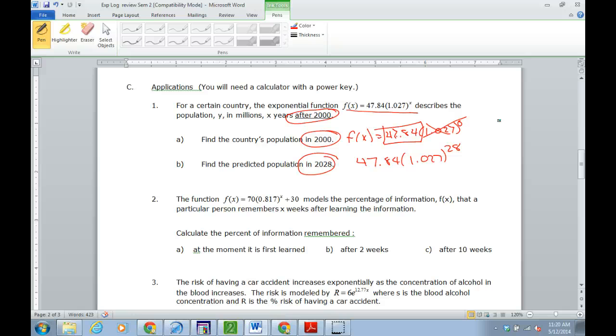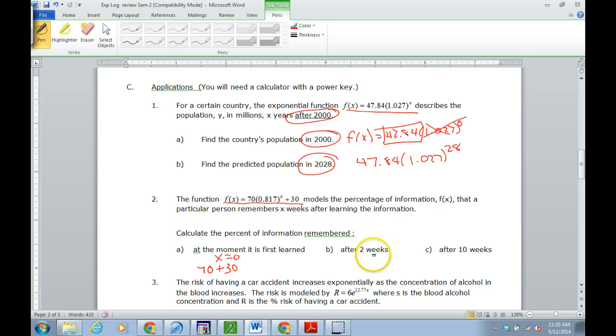Number 2 is the same kind of thing. The function models the percentage of information, f of x, that a particular person remembers x weeks after learning the information. So, A is at the moment it is first learned. How much information are you going to remember? Well, x will equal 0. So if you plug that in, it'll be 70 times anything to the 0 power, which is 1, plus 30. That's 100%. You should know right away, right?